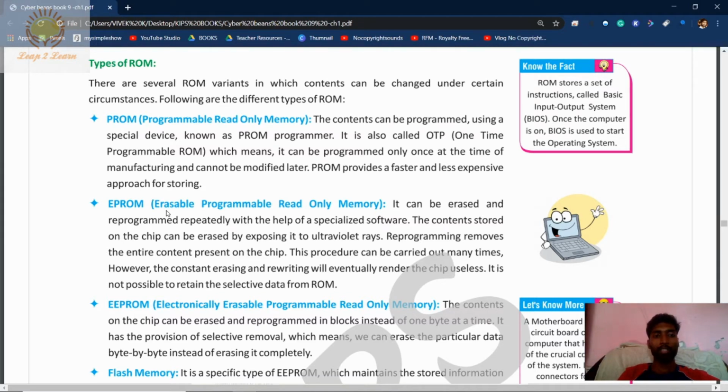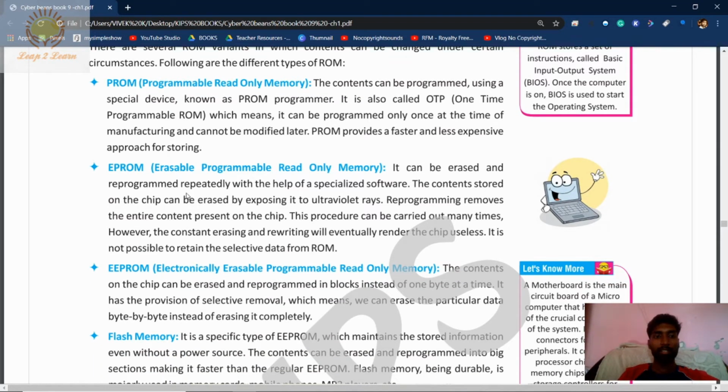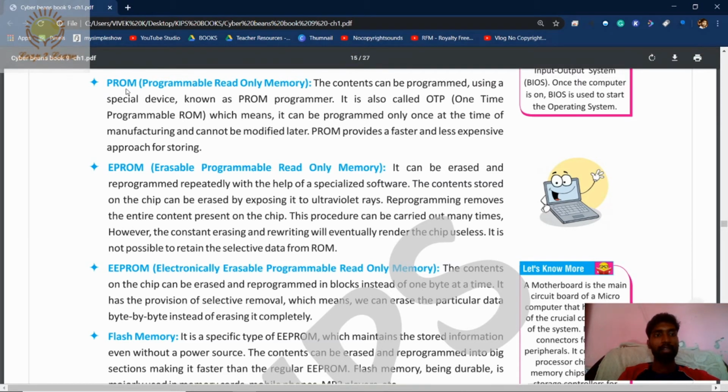Second, EPROM, erasable programmable read only memory. It can be erased and reprogrammed repeatedly with the help of specialized software. Means with the help of ultraviolet rays we can erase and modify. But in EPROM it will erase the entire data at a time. We cannot erase particular data.